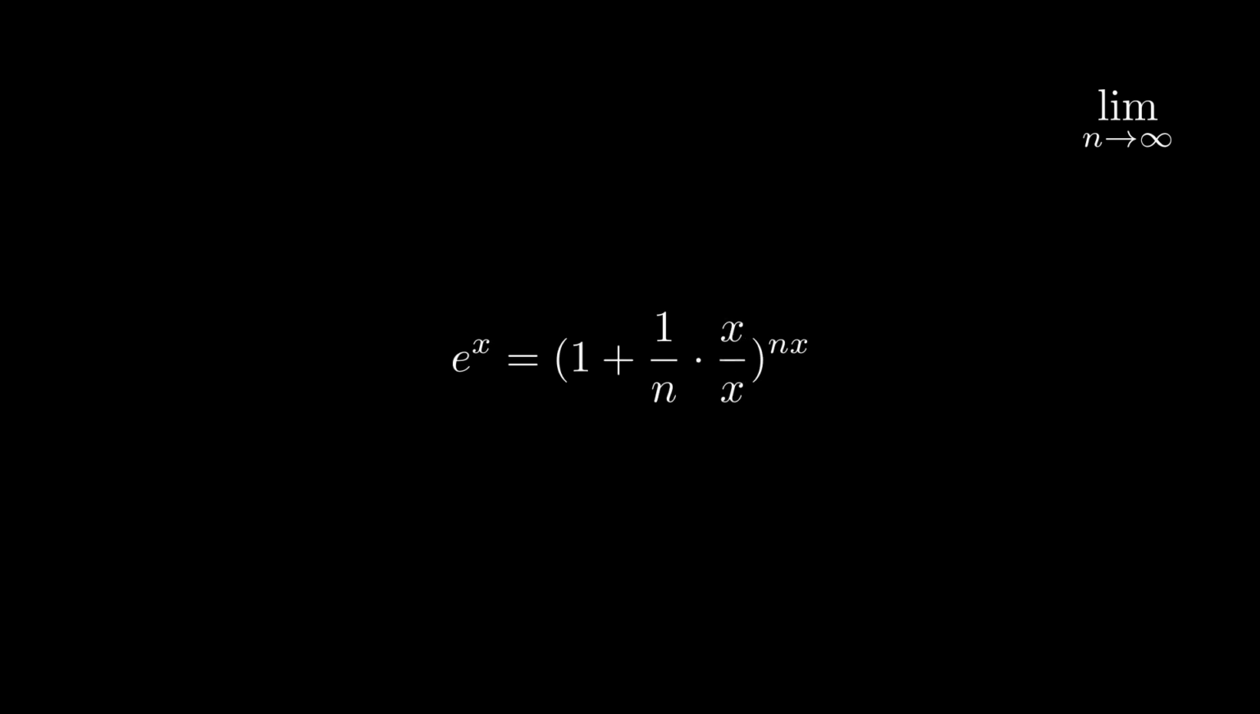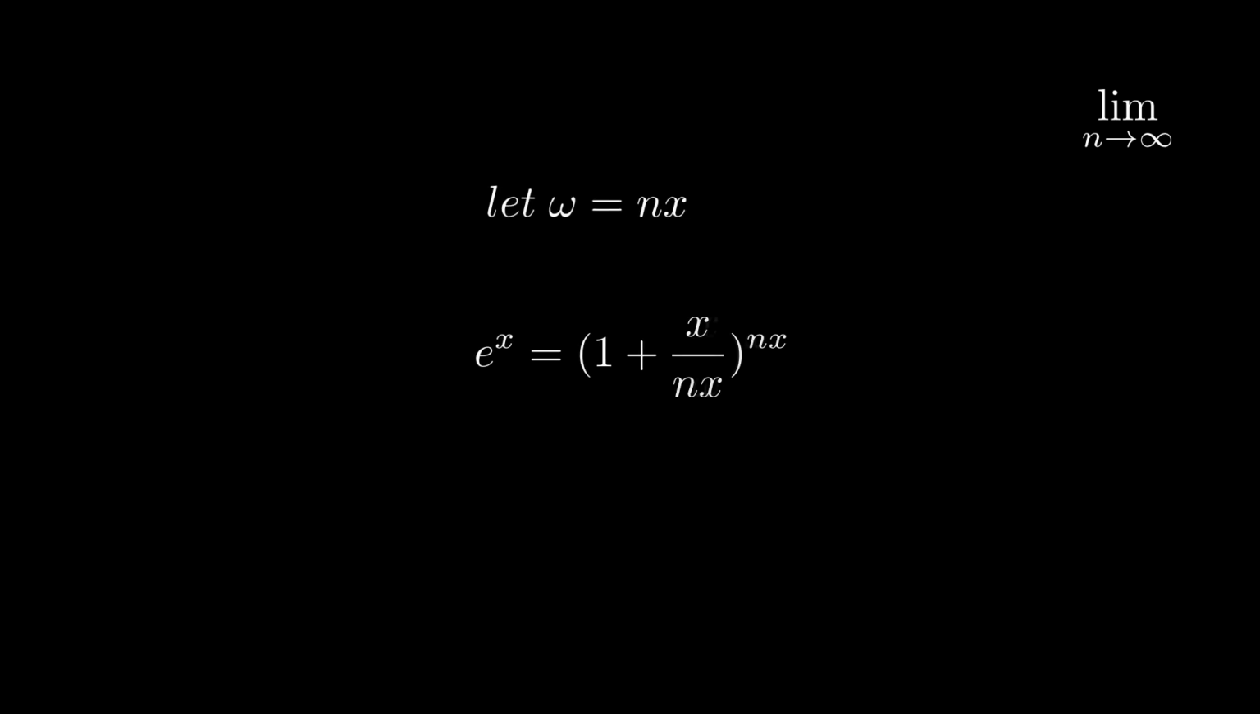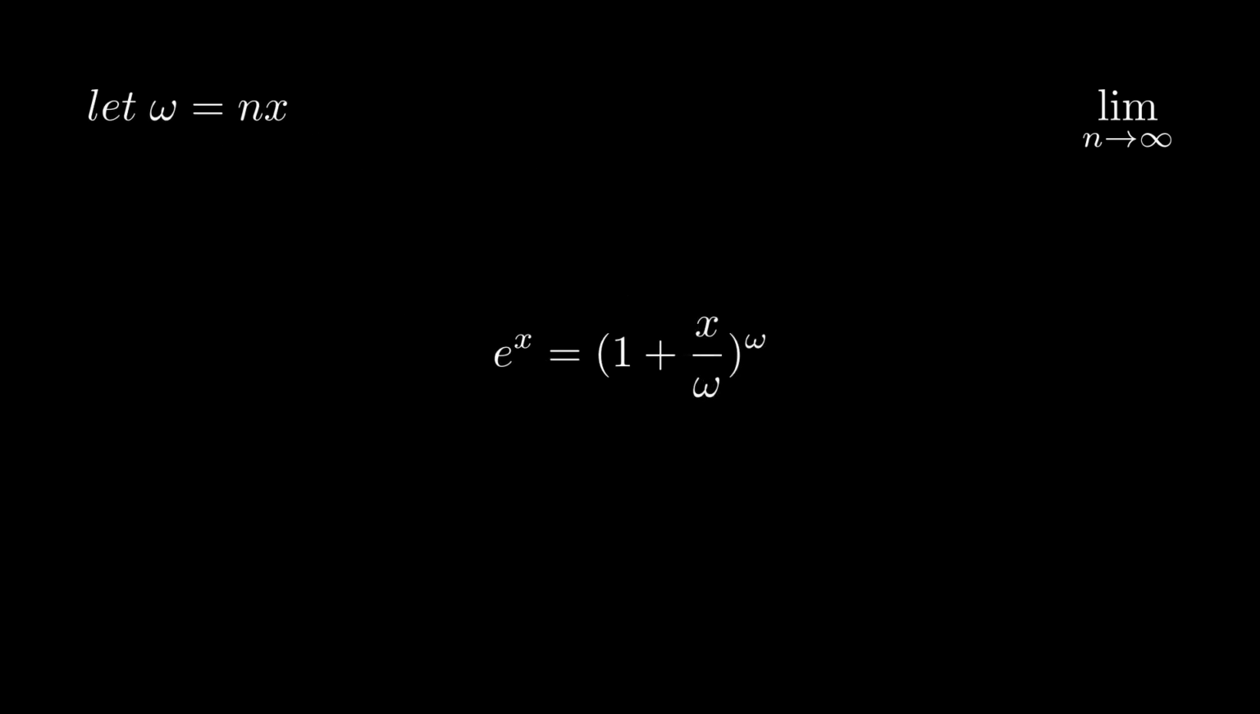Now we can multiply the 1 over n inside the parentheses by x over x to get x over n times x. After that, we can make a substitution that n times x equals omega, which will make things much simpler. We can also substitute i times theta for x to get what e to the i theta will look like. Let's look at that theta over omega term for a bit.